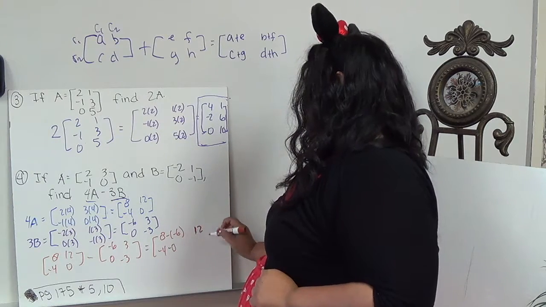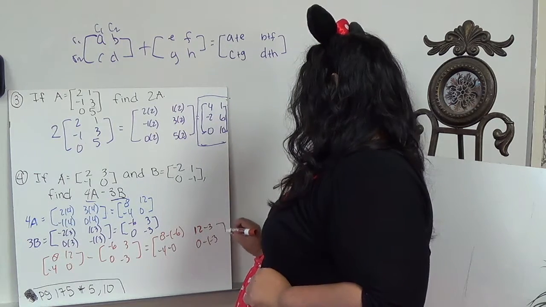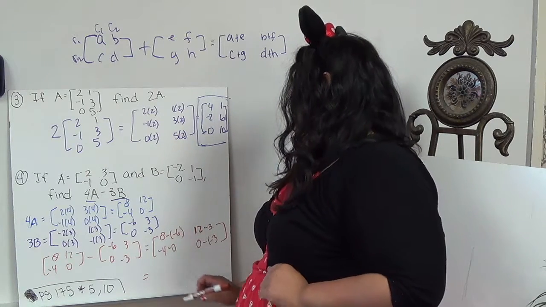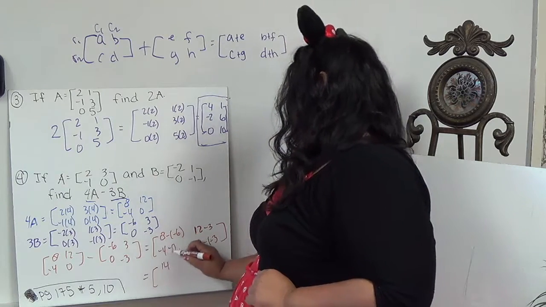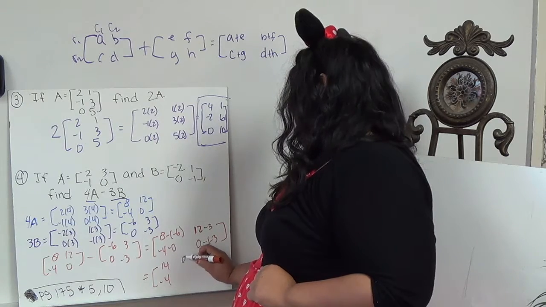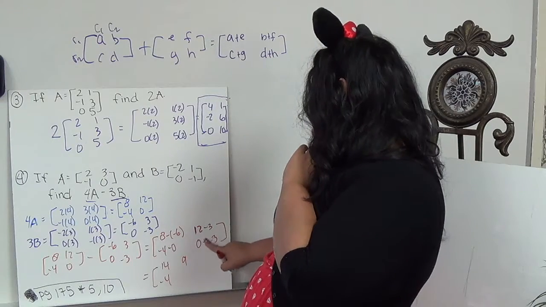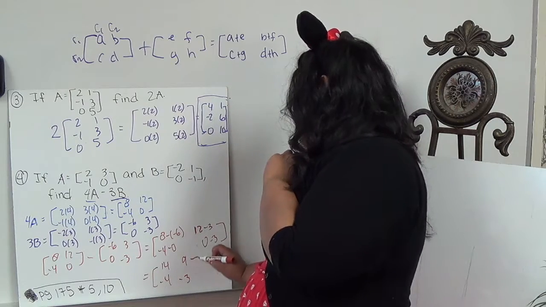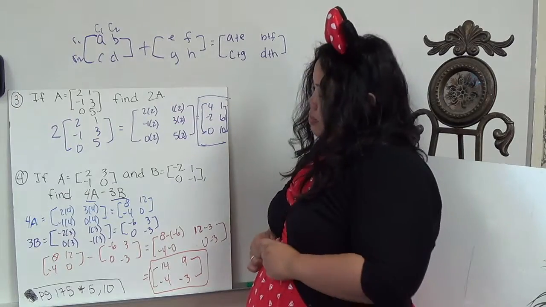We do 12 minus 3, and then 0 minus negative 3, which gives 8 minus a negative, which is 8 plus 6, which is 14. Negative 4 minus 0 is negative 4. 12 minus 3 is 9. And what is this? 0 minus... this is my end result.